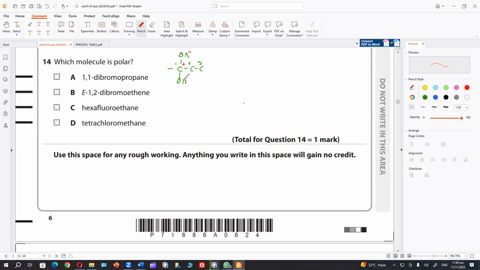But the polar bonds are facing each other. So will the polarity cancel out? Yes, as a vector rule, they are facing each other, so the polarity will be cancelled out. Or will it survive? No, it will cancel. It is 1,1-dibromopropane. 1,1-dibromo means that this molecule is like this.